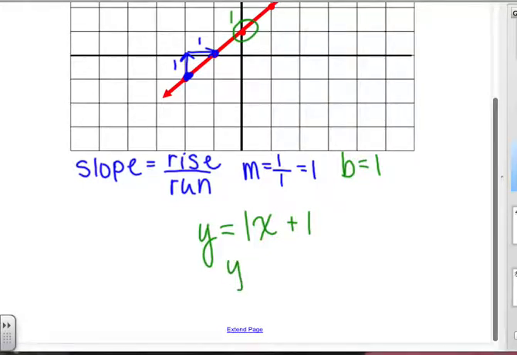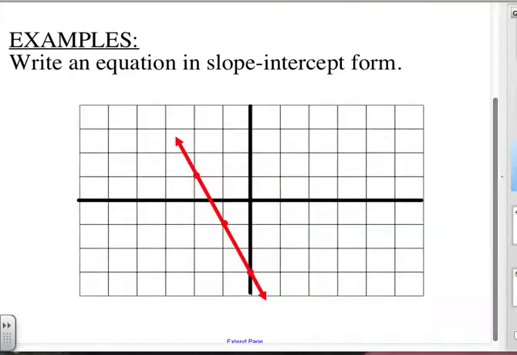You could leave the 1 off and just call it x plus 1. I would allow either answer. Technically, having the 1 in front of the x is not wrong, but more often than not, they do not write the 1. Remember, it's the invisible 1 that's attached to the x. But I would allow either answer. Let's try another.